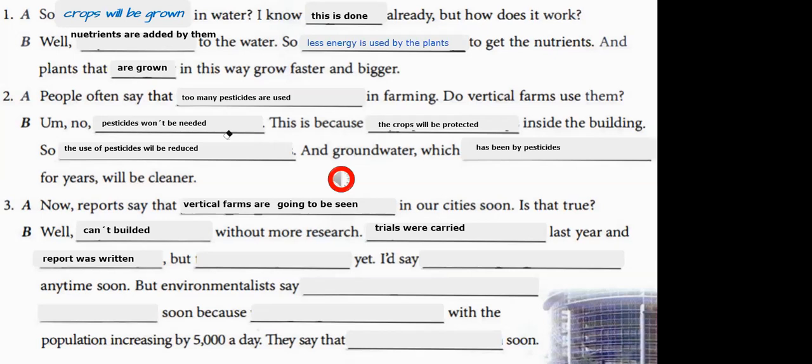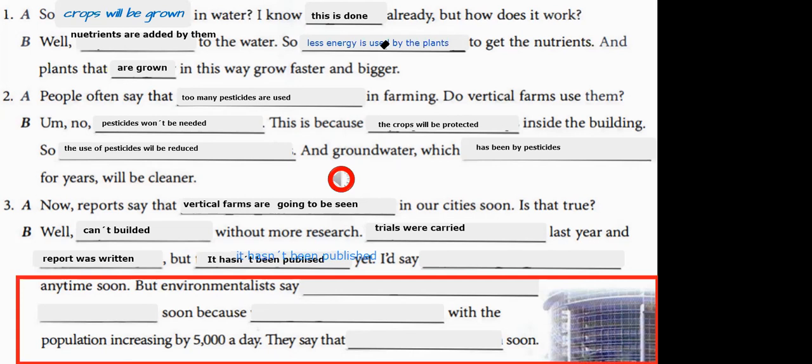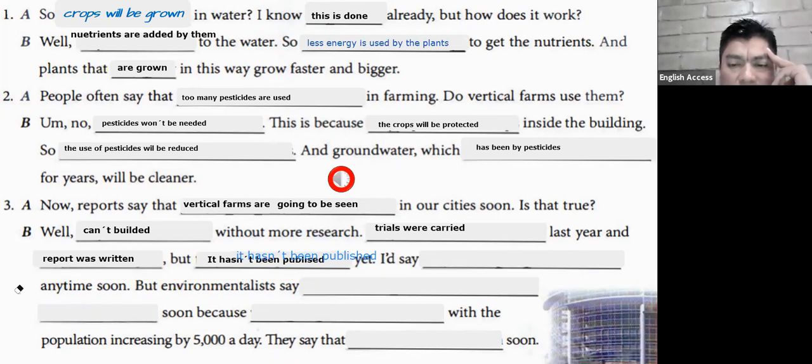But it hasn't been published. Liliana, I asked you to do the last 3 lines. I'm sorry, teacher. It's okay, but we need to move accordingly so we can take advantage of the little time we have. So let's see.